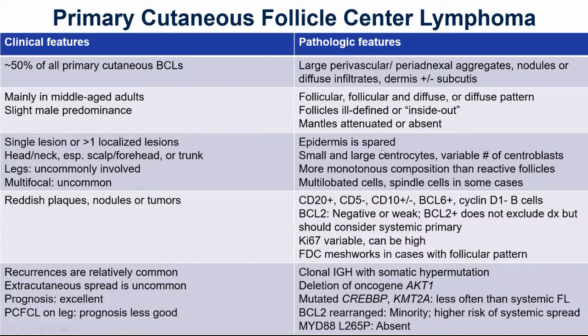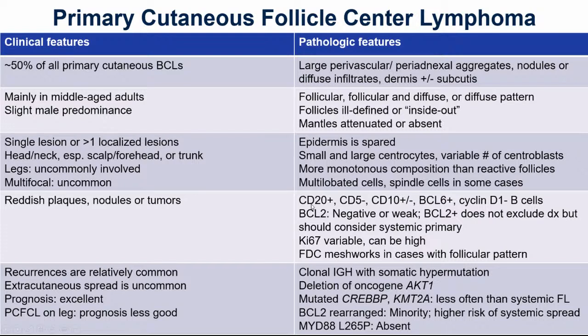The epidermis is spared, and the cellular composition is typically a mixture of small and large centrocytes, and there is a variable admixture of centroblasts. The composition tends to be more monotonous than that of reactive follicles. You can have multilobated cells. You can have elongate spindle cells in some cases.